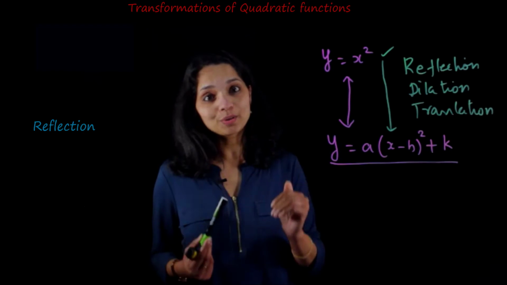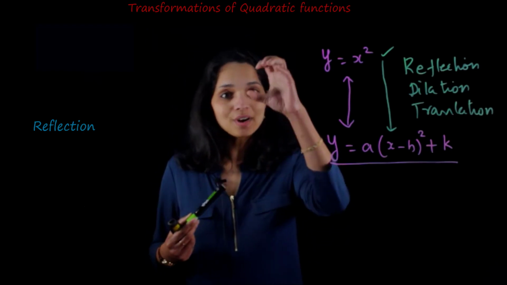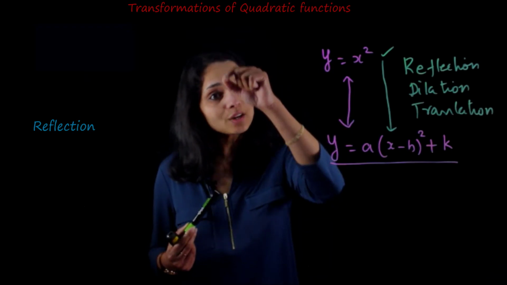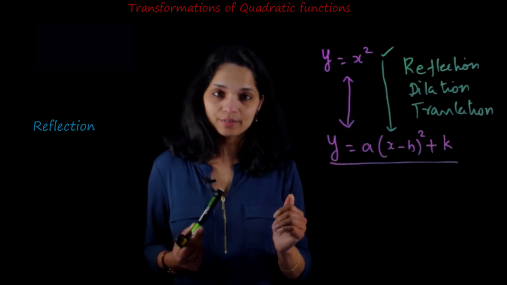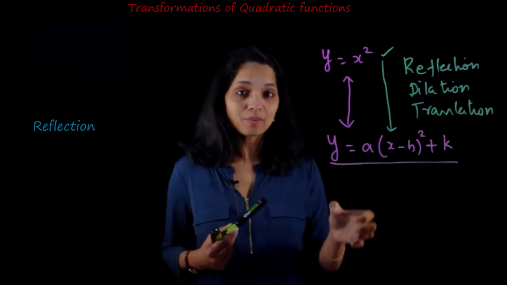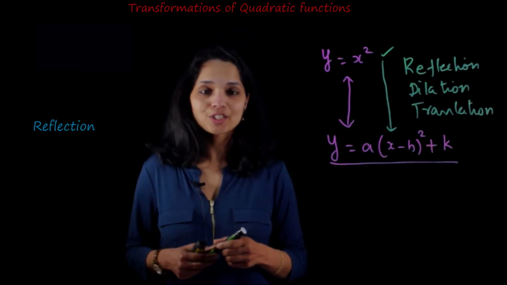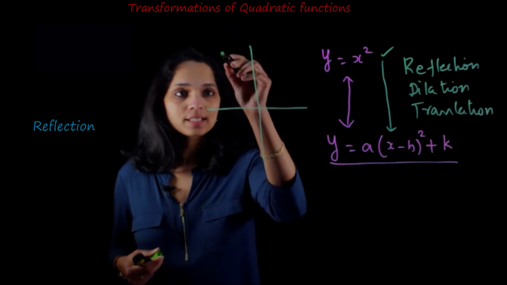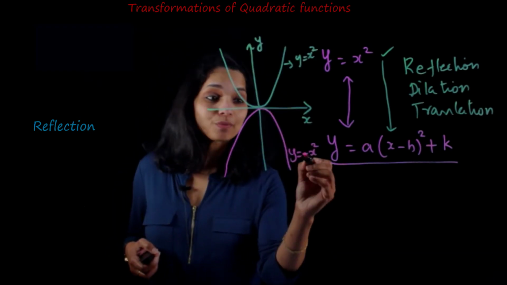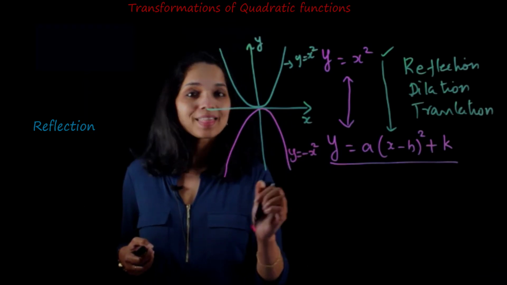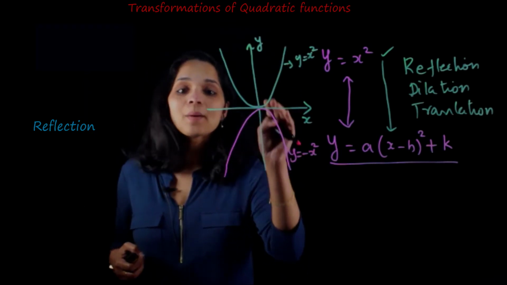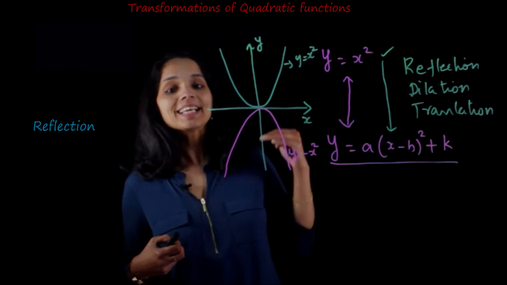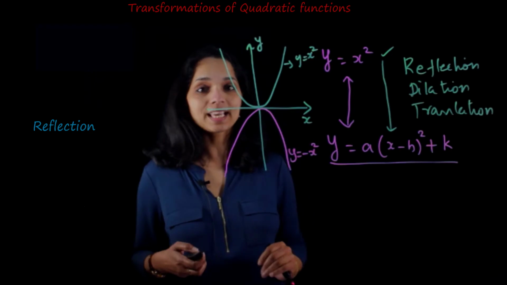In reflection, what we're going to look at is whether the parabola, the basic shape of a quadratic function, is concave up or concave down, and which parameter determines that feature. Let's look at two functions. The basic function y equals x squared looks like this. If we plot the function y equals minus x squared, that's exactly the same function but reflected about the x-axis, like a quadratic that has been flipped upside down.